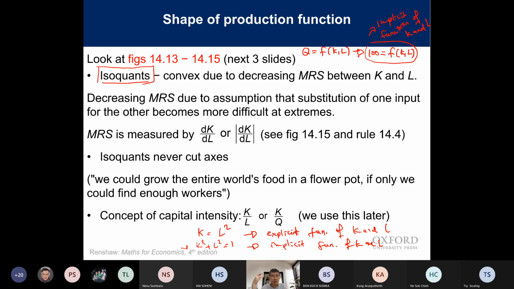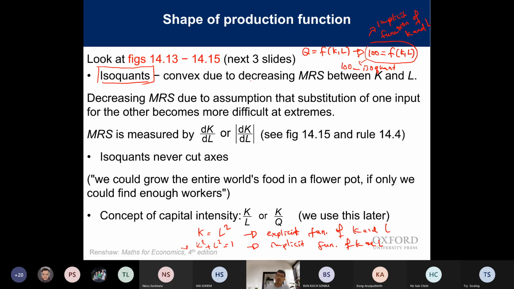So the word, maybe iso, you may call isoquant. Iso means equal, right? Quant means quantity. So isoquant is the relationship between L and K that results in the same quantity of output, right? So this is called the 100 isoquant, meaning the relationship between K and L that leads to an output of 100, right?